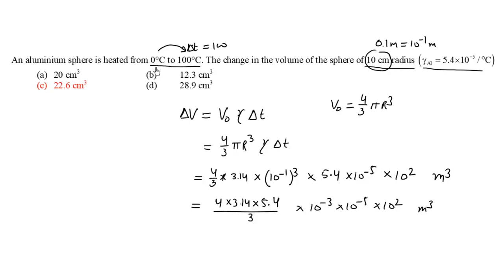And if I want to change this meter cube into centimeter cube, I have to multiply by 10 to the power 6, then it will convert into centimeter cube. So this will be equal to 10 to the power minus 3, 10 to the power 5, 10 to the power minus 8, and so all this will cancel out, and this comes out to be 22.6 centimeter cube. So this is the answer, the third one.